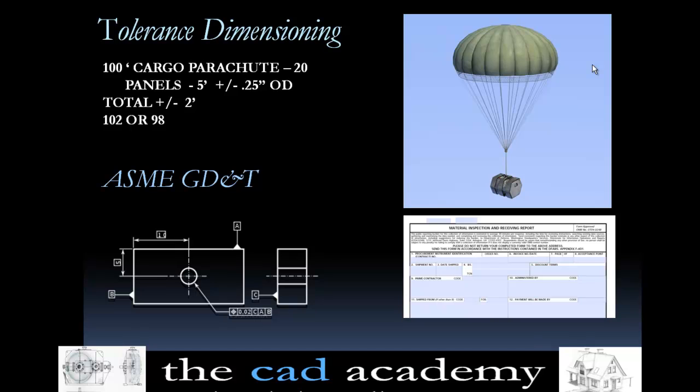For instance, I ran into tolerance dimensioning when I was only 19 years old. I worked in a parachute manufacturing plant that did cargo parachutes for the Vietnam War. They were 150 feet in diameter. They had 20 panels, and each panel was 5 foot wide, and they could only be out 1/4 of an inch. But every panel couldn't be out 1/4 of an inch, because the total varied tolerance could only be plus or minus 2 feet, or it could be 102 or 98 feet.